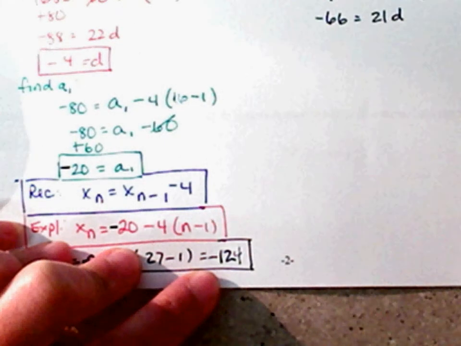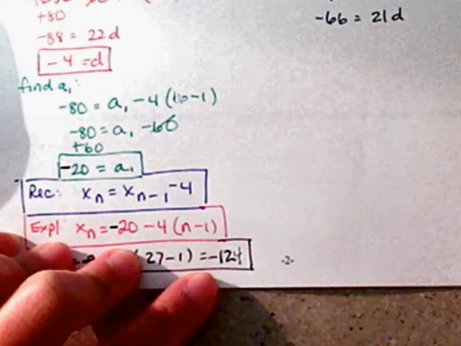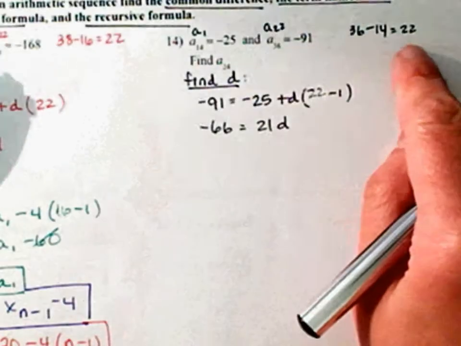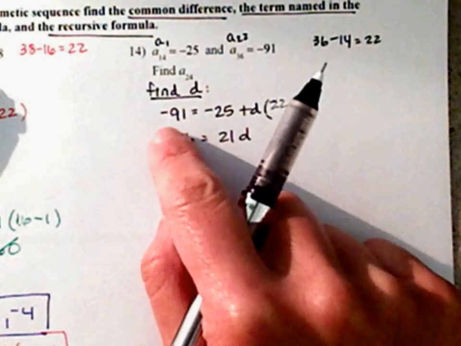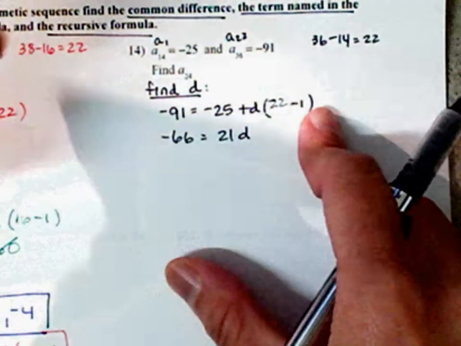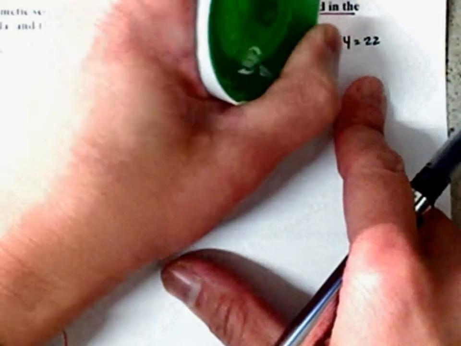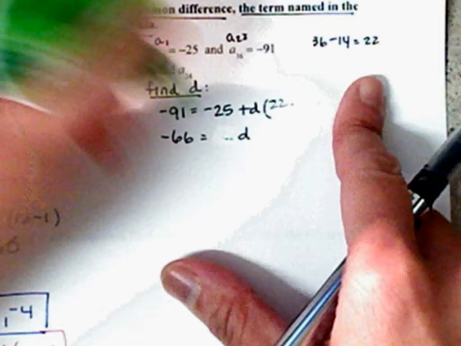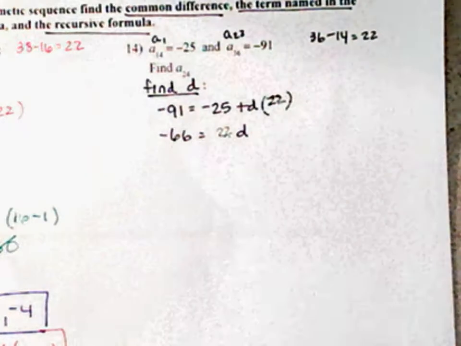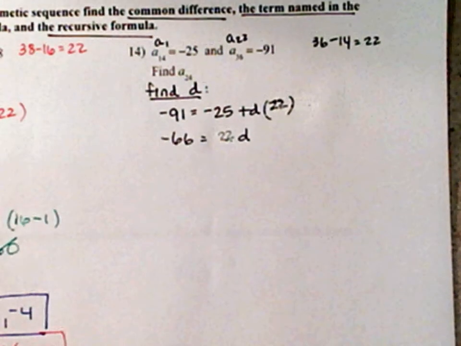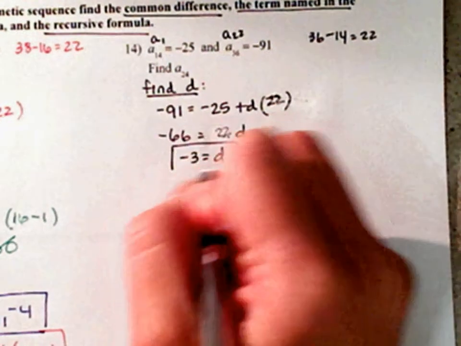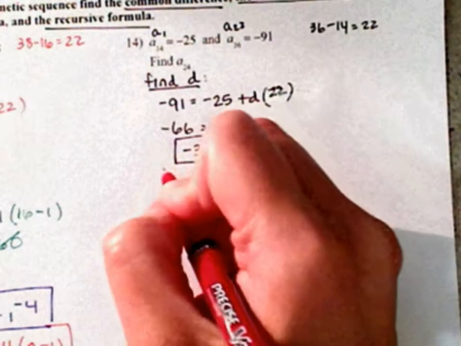Okay, let me check my math on this one right here. 36 minus 14 leaves you 22. So this is negative 91 equals negative 25 plus d times 22, not 21, because that's our 22nd term. That's why I messed up. Let me fix that. My apologies. Okay, so negative 66 divided by 22 gives you 3. So d is equal to negative 3.